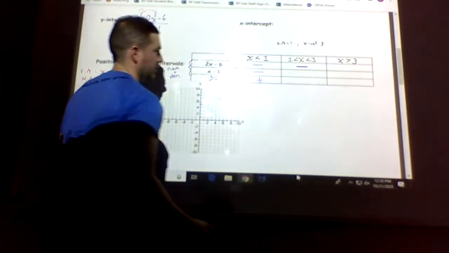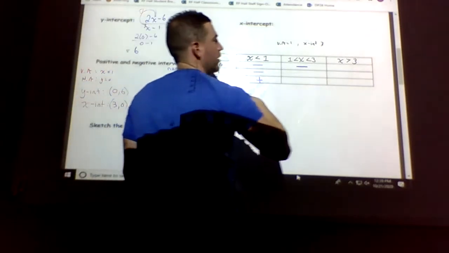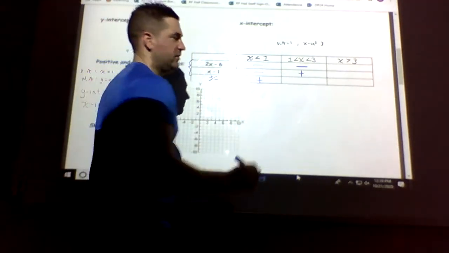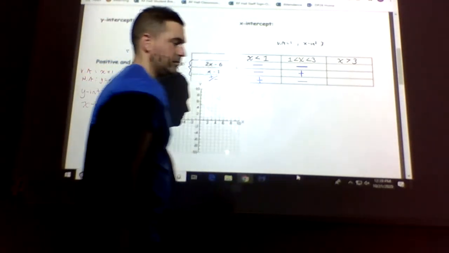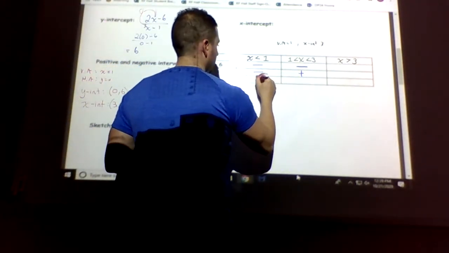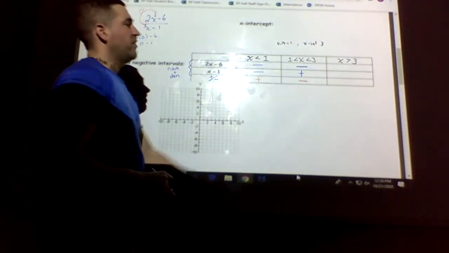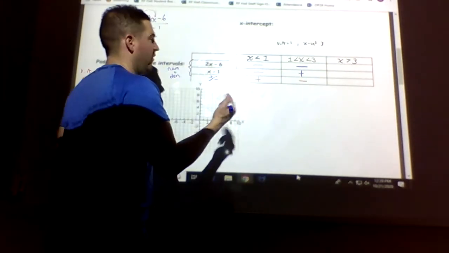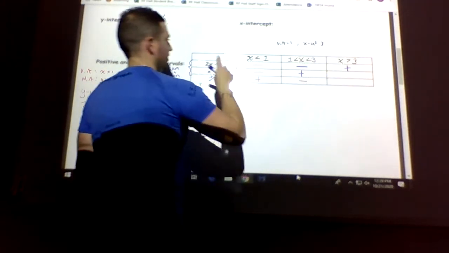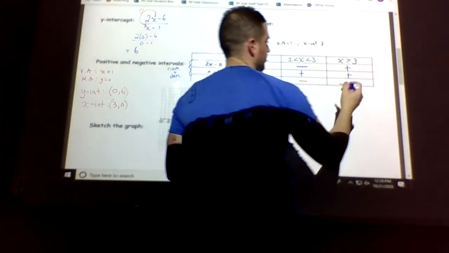So I get a negative here. If I plug 2 in the denominator, I get 2 minus 1, which is 1, which is a positive answer. A negative and a positive makes a negative. Okay, now if I pick numbers larger than 3, so say 4, so 2 times 4 is 8, minus 6 is positive 2. And then if I plug in 4, 4 minus 1 is 3, which is also a positive answer. So 2 positives make a positive.